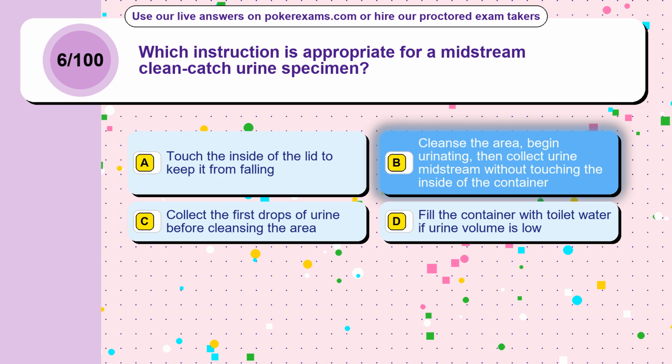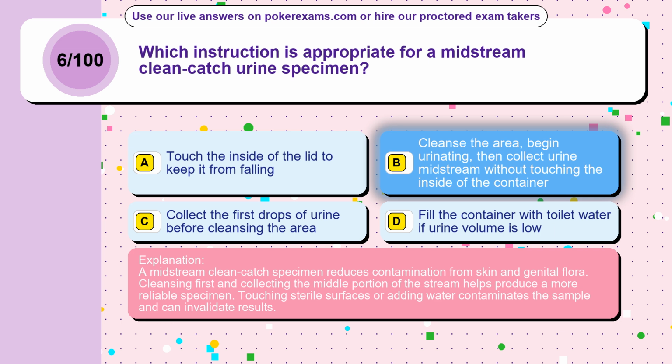The correct answer is option B. Cleanse the area, begin urinating, then collect urine midstream without touching the inside of the container. A midstream clean catch specimen reduces contamination from skin and genital flora. Cleansing first and collecting the middle portion of the stream helps produce a more reliable specimen.